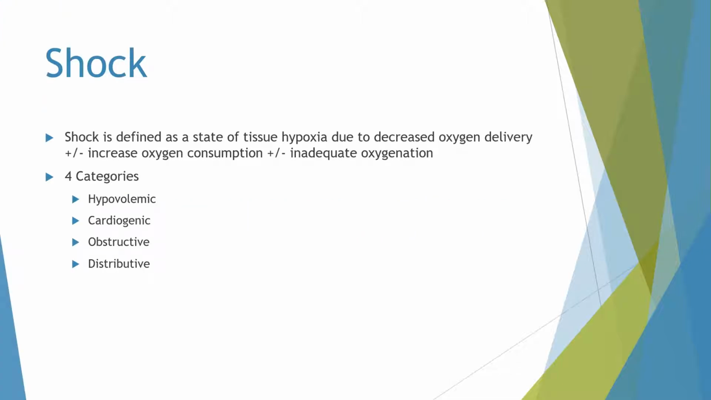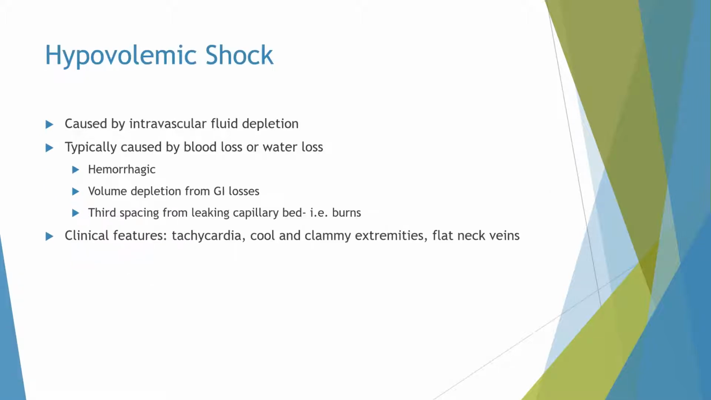Before we get into vasopressors, let's first talk about shock. Shock is defined as a state of tissue hypoxia, which can either be due to decreased oxygen delivery, increased oxygen consumption, or inadequate oxygenation. Traditionally, shock is categorized into 4 categories: hypovolemic, cardiogenic, obstructive, and distributive.